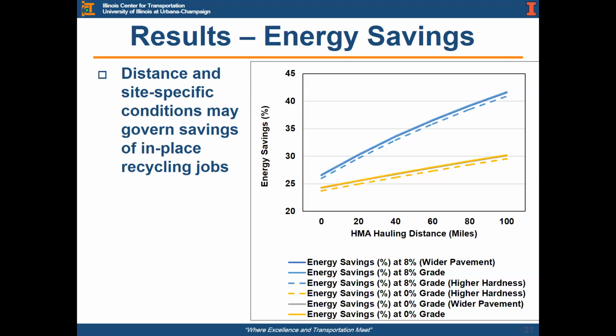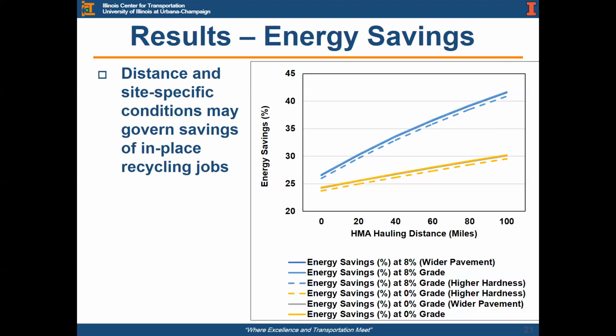Also, we can see here the difference between a flat grade and a steeper grade. So let's say we are in Illinois at 0% grade versus in California for 8% grade. The in-place recycling will be more effective to use. So which makes the regionalized models very important, and they affect a lot the efficiency of the treatment selection.